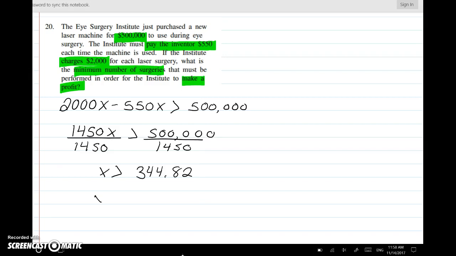So we have to perform 345 surgeries. If I performed fewer than this, if I performed 344 surgeries, I would not make a profit. Then this would not be true. You could try it out. Plug 344 in for x, and you're going to get a number less than 500,000. So it would make this inequality not true.